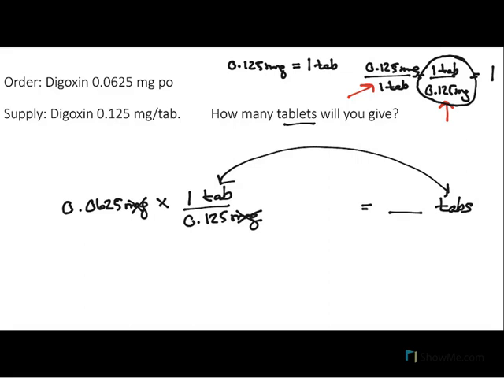So all I need to do now is the straight math of 0.0625 milligrams divided by 0.125, and then we can use the 1 there as well if you want, but that works out to 0.5 tablets. So I give half a tablet.